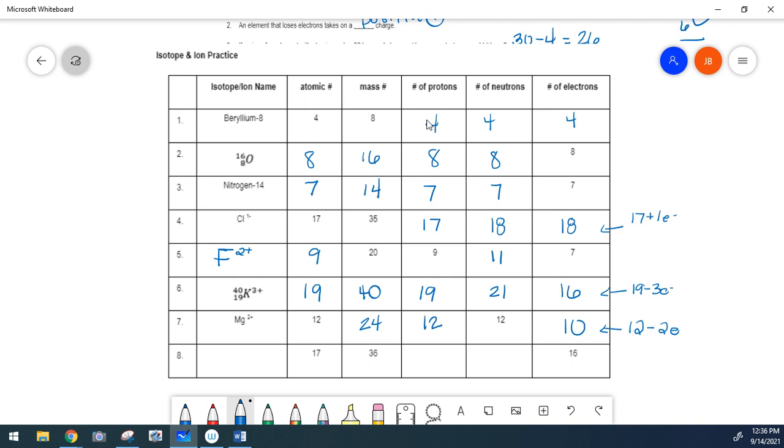Atomic number is 17. What has an atomic number 17? Chlorine. Okay. So I have 17 protons. Now, how many neutrons do I have? I got 36 minus 17. So what does that give me? 19. All right, so I got 19. Now I have 16 electrons. So what's my charge going to be? Just plus, right? Because it's plus 1, because I've lost 1.